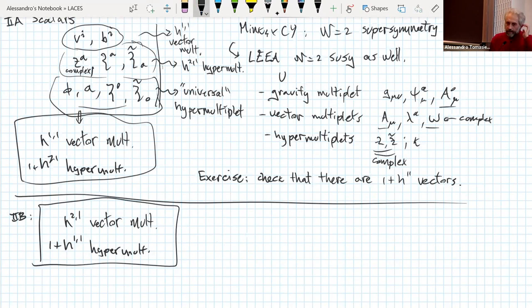So 2A and 2B on a Calabi-Yau behave in a similar way when h11 and h21 are exchanged. This might remind you also of a certain feature of the space of all Calabi-Yaus that we have seen yesterday.